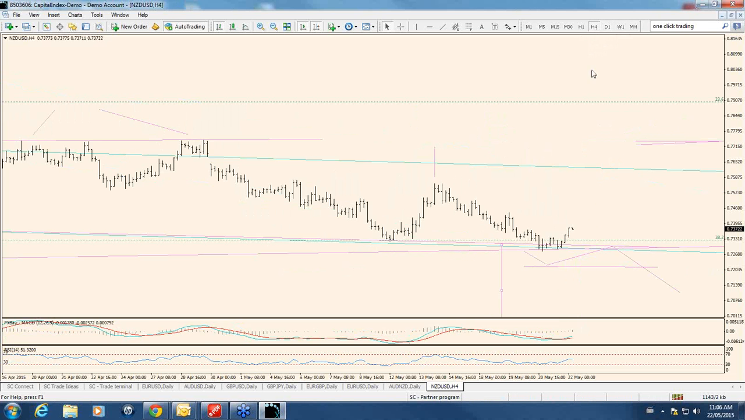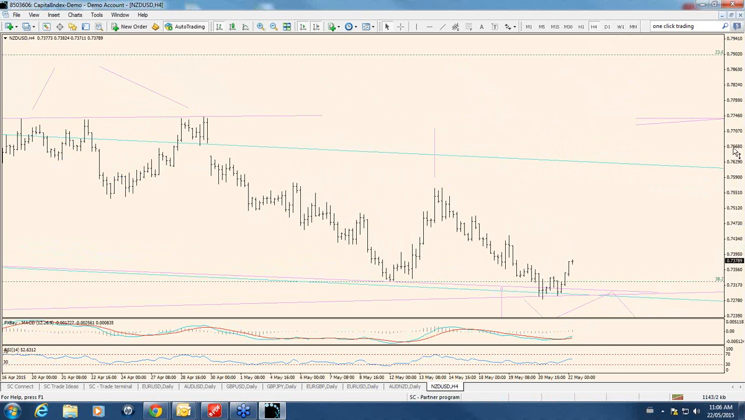Now that ring low on H4, there is no ring low in here. That's not a ring low. That's not a ring low. So I don't know where you see a ring low.